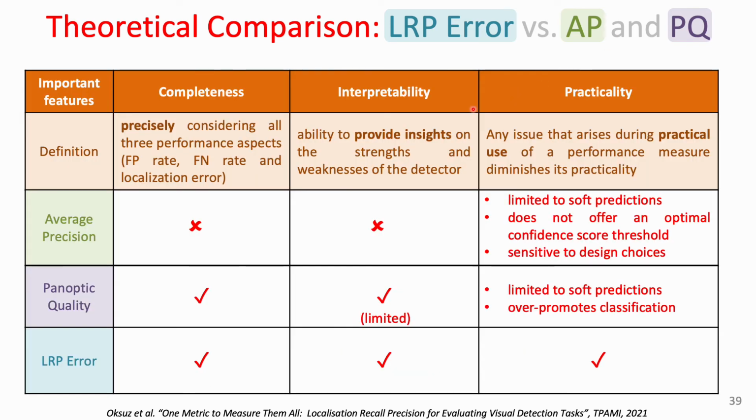If you compare all measures in terms of important features, we saw that average precision does not satisfy any of the features. Panoptic quality performs better than average precision in that it is complete. It is interpretable, though its interpretability is limited, and it has some practical limitations. We saw that LRP satisfies the three important features, and therefore we can say that it is a more suitable measure than others for visual detection problems.